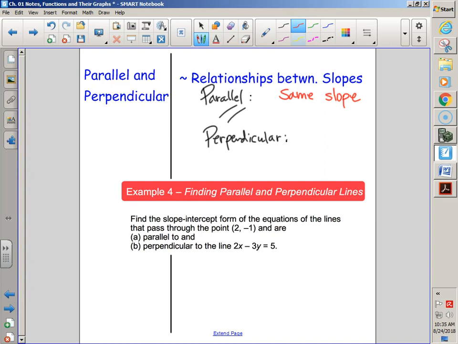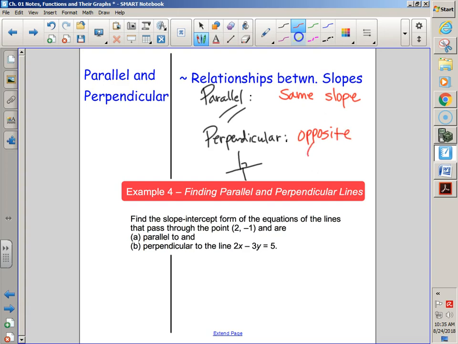Perpendicular. Good. They hit at 90 degrees. They form a right angle wherever they hit, wherever they intersect each other. You could do the whole line going through. Sorry. Pretend that's a line. Anyway, opposite reciprocal. 2 things to remember.